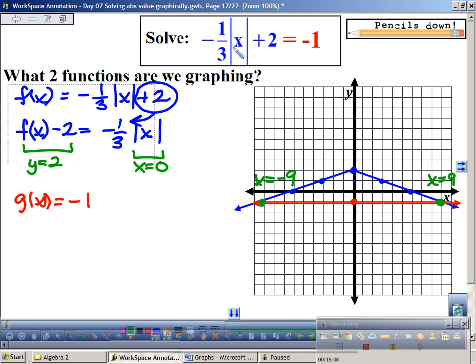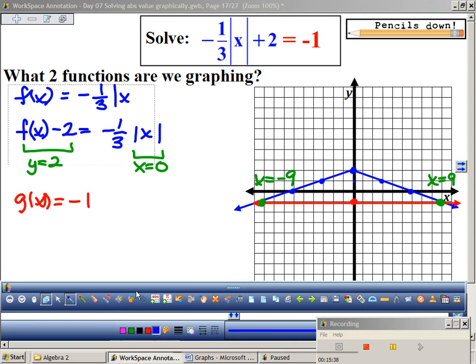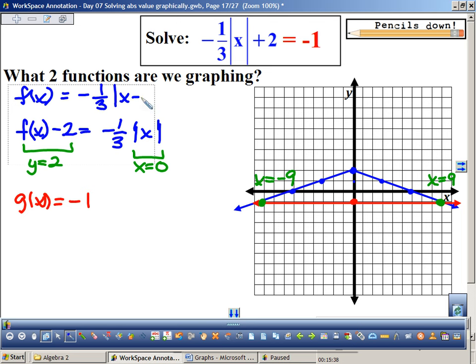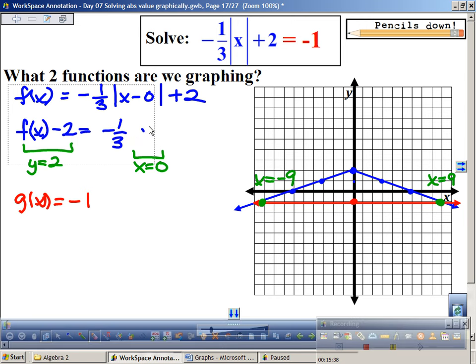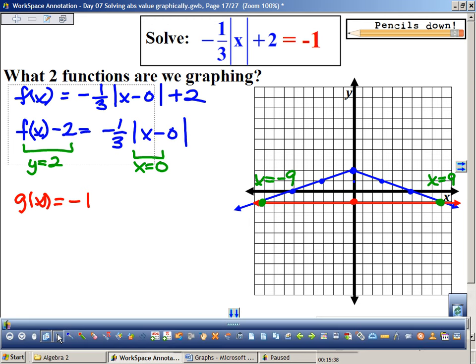Why is it just the absolute value of x? Because there is no shift on the x-axis. Okay, we're going to change it because it's confusing you. If it's confusing you, it could be confusing somebody else. So this is x minus 0 plus 2. Better? And this is x minus 0. I don't know why I didn't do that in the first place, because I just look at it and realize it's 0. Better? Okay, fantastic.